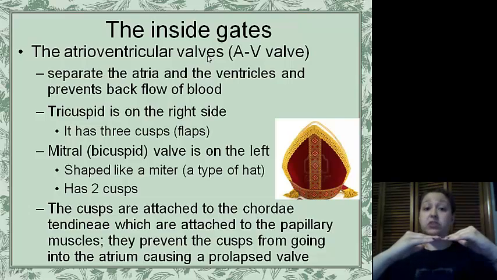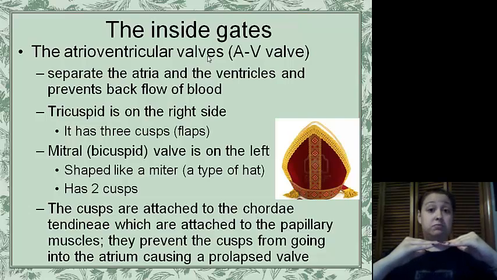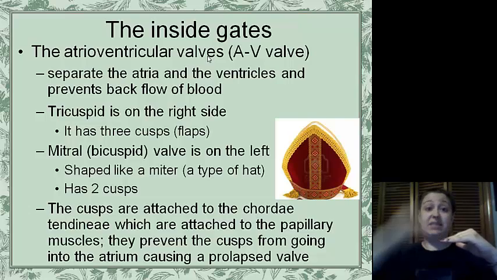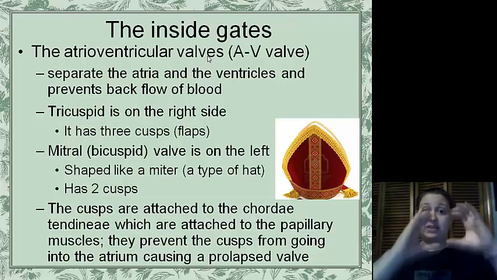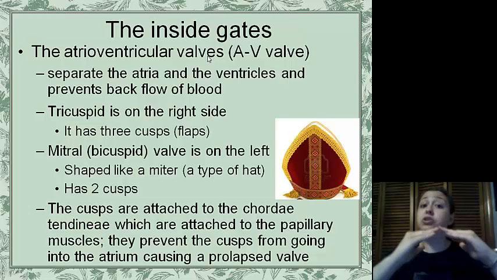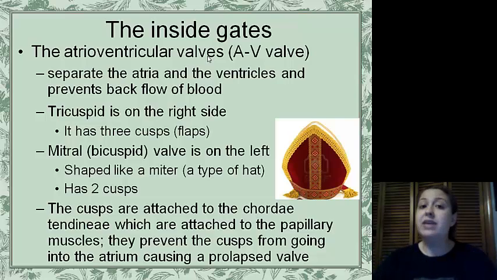Now these valves do not open and close on their own. The blood does that. As the blood is pushed, it opens, and as the blood stops being pushed and starts wanting to go backwards, it pushes these valves closed. So again, the valves do not open and close on their own. The blood pushes them. The tricuspid valve is on the right side, and it has 3 cusps, or 3 flaps.